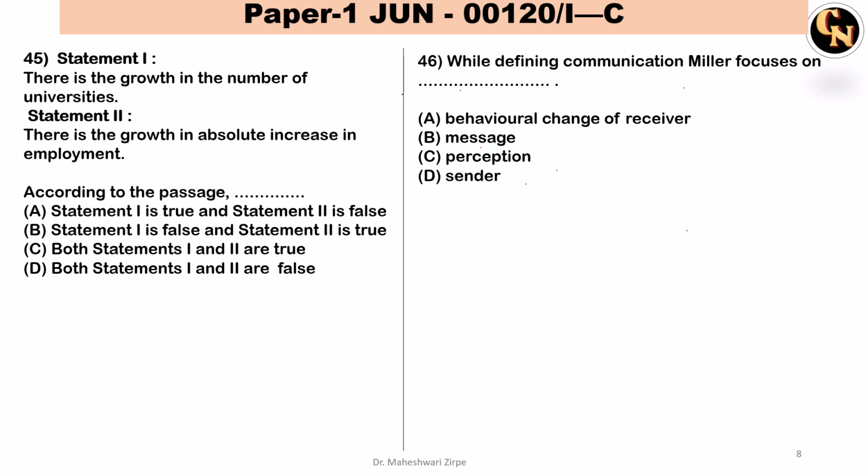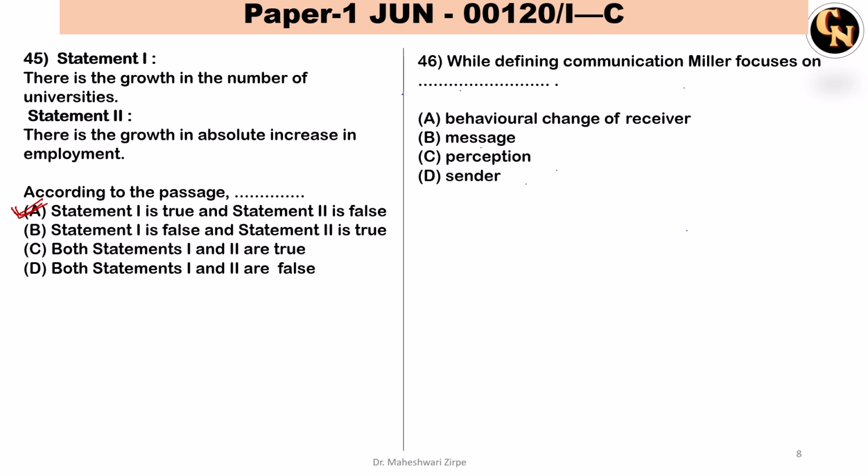Correct? And this is the actual circumstance also, that even though there is growth in the number of universities, there is no increase in employment. So not only in the paragraph but in the passage, this is true even today, that there are so many colleges and universities, but the absolute growth of employment has not increased as it should have.